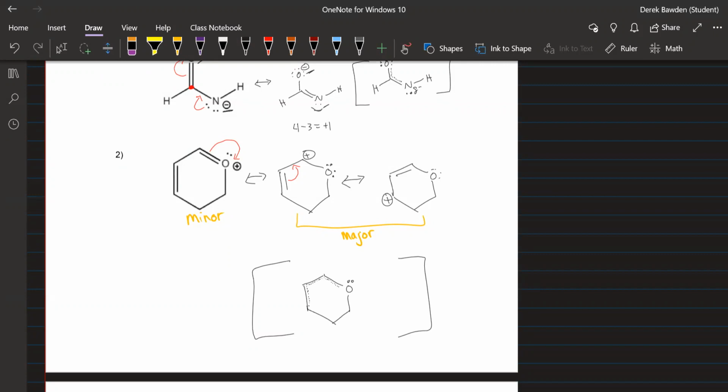Now we need to look at placement of our positive charge. At one point, oxygen held the positive charge, so there's a partial positive there. At one point, this carbon had a positive charge, so there's a partial positive. And at one point, this carbon had a positive charge, so it has a partial positive. And that is our hybrid. Any questions on that one? Nope.